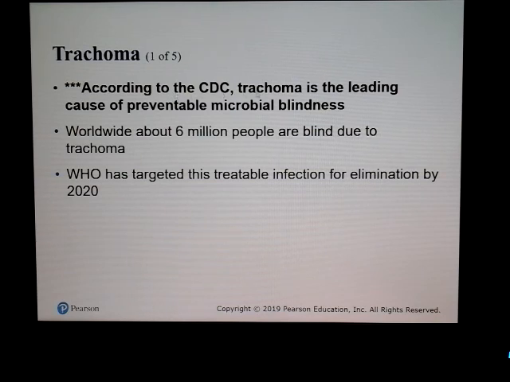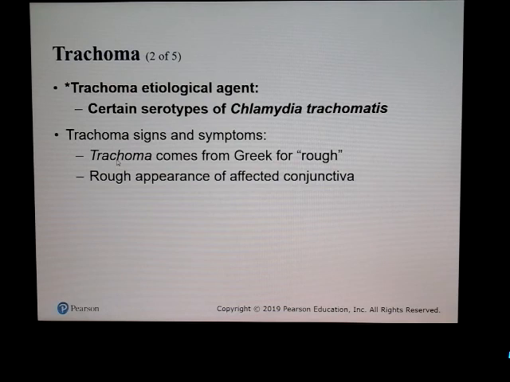According to the CDC, trachoma is the leading cause of preventable microbial blindness. It's estimated, guys, that worldwide about 6 million people are blind due to trachoma. Now, WHO has targeted this treatable infection for elimination by 2020, by this year. I think you would agree that we have other things that we're looking for eliminating right now in 2020, but this is certainly on the list of things that need to be eliminated at some point.